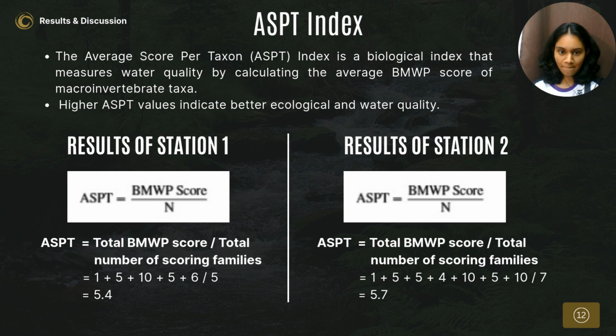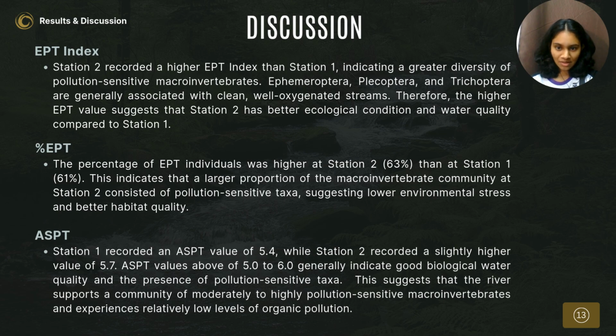For discussion, based on the EPT index, Station 2 recorded a higher value compared to Station 1, indicating a greater diversity of pollution-sensitive taxa such as Ephemeroptera, Plecoptera, and Trichoptera. This suggests that Station 2 has slightly better ecological conditions and water quality. For the percentage of EPT individuals, Station 2 recorded 63% compared to 61% at Station 1. This shows that both stations are dominated by pollution-sensitive organisms, although Station 2 has a marginally higher proportion.